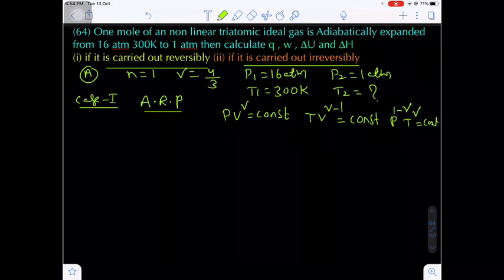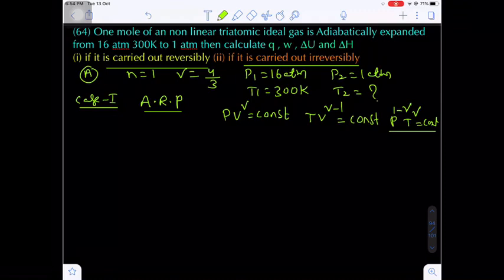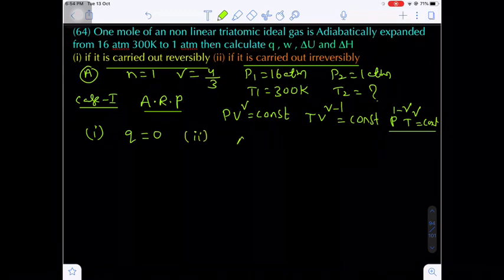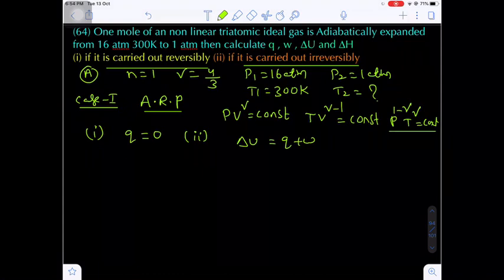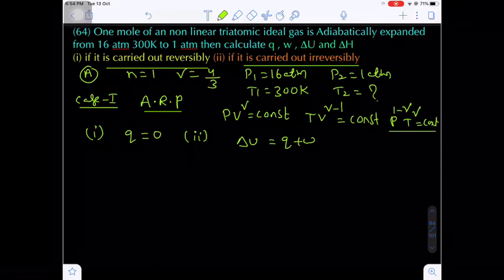Now here we know P1, P2, we know T1, but we don't know T2. So the PT relation is this one. The third relation is the relation between pressure and temperature. First of all, what I am writing is Q. What is the Q value in adiabatic process? 0. When the Q value is 0, then we have to calculate the next value, del U equal to Q plus W. From the first law of thermodynamics, del U is equal to Q plus W, where Q value is 0. So I write del U will be equal to W.